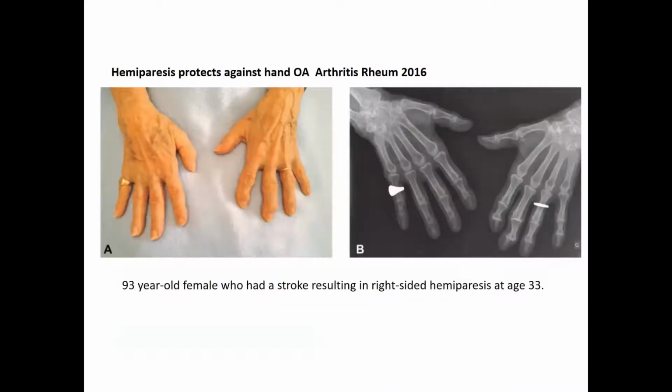In terms of the mechanical factors, I think this is a very dramatic demonstration of how mechanics, even in the hands, are important in osteoarthritis. This is a 93-year-old who had a stroke on the right side when she was 33. So compare her right hand to her left hand. This shows the osteoarthritic changes called Heberden's nodes, which are bony changes. You can see that here on the x-ray. Her right hand is perfectly normal. So she developed osteoarthritis only in one hand, because normally this is bilateral when you get these Heberden's nodes. And it was in the hand where she had the stroke. So there's a definite mechanical component to osteoarthritis.